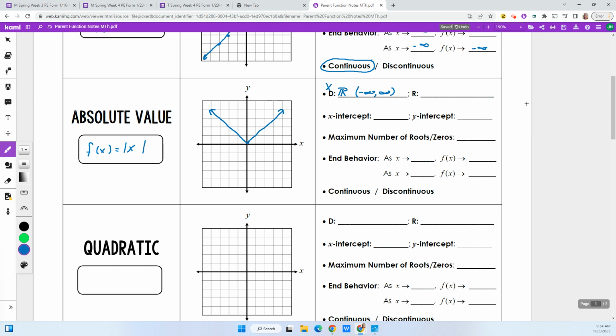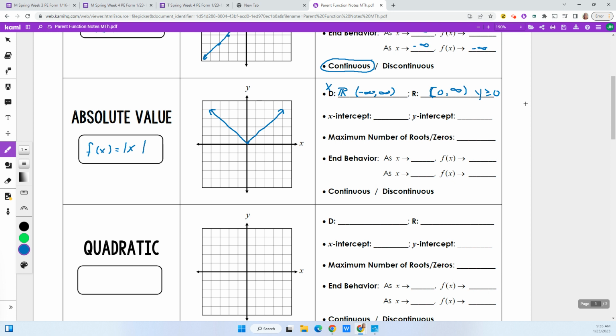But our range is different this time because both sides go up forever, right? But not a single point on this graph goes below that x-axis. So our range really goes from 0. It can equal 0, so we'd have a bracket, all the way over to infinity, which is always a parenthesis, right? It has a stopping and starting point. We could also say that y is greater than or equal to 0. Any way you want to say that, it means though that in this circumstance, y can't be less than 0.